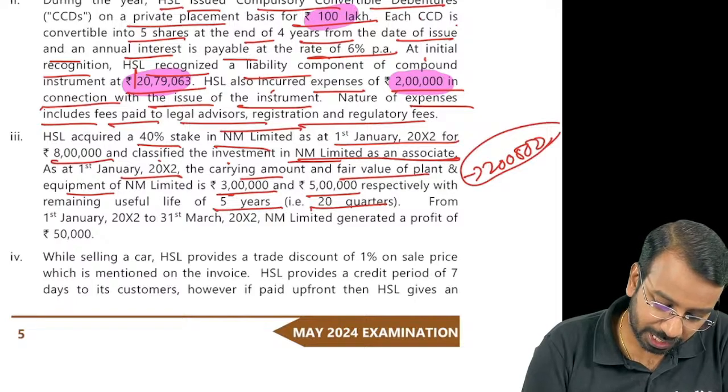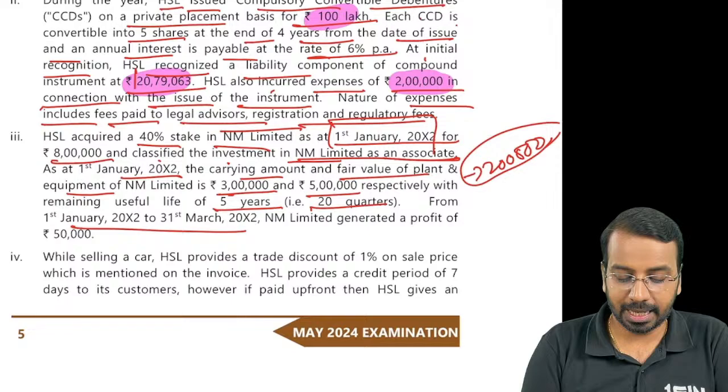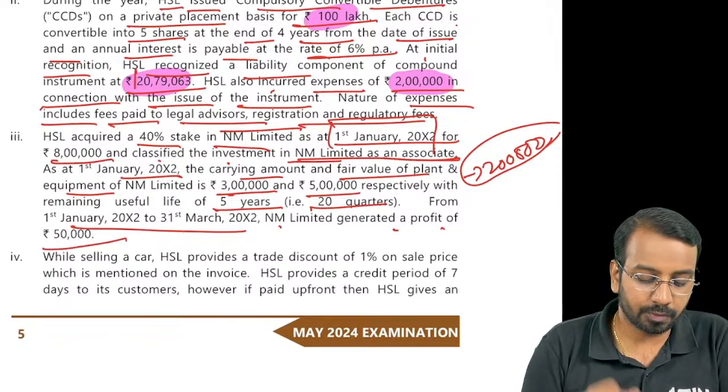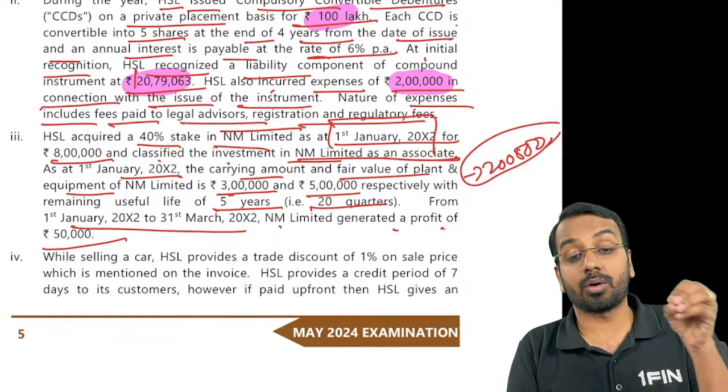Now why have they given that? Because you have acquired on 1st of January and you need 31st of March. NM Limited generated a profit of 50,000. So how do we value associates? You will take the cost of investment.